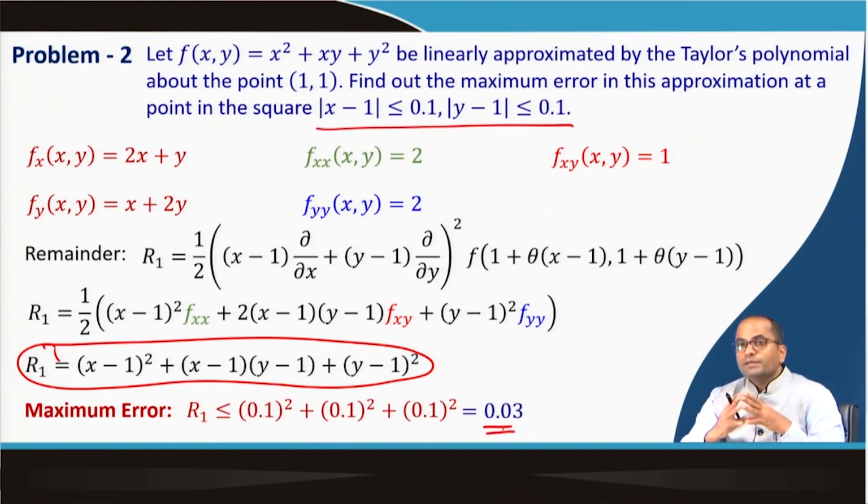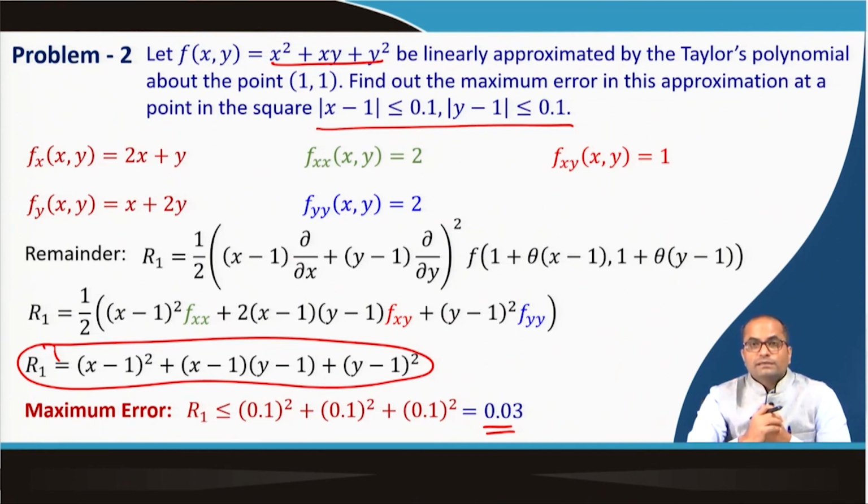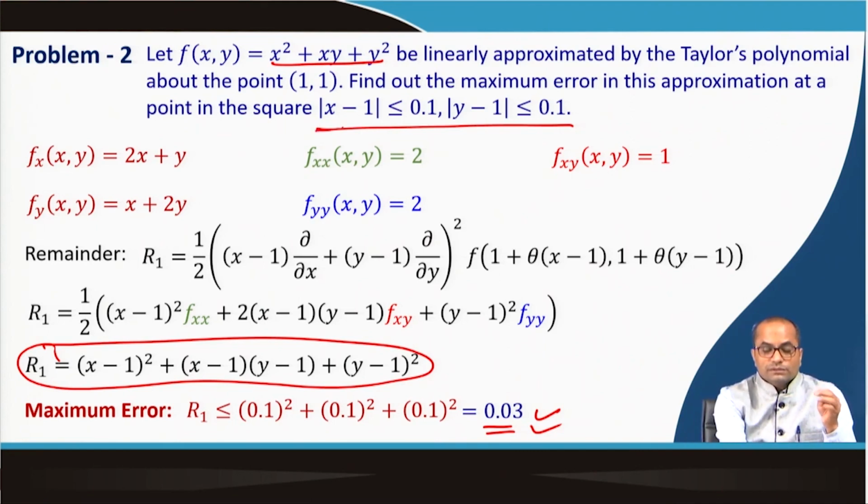So, what we conclude from here is that when we approximate this given quadratic term x square plus xy plus y square by the linear term of this Taylor's approximation, in that case the maximum error between this linear approximation and the given function can be 0.03, and we can choose this x and y from anywhere around this (1, 1) point from this square region, which is bounded by this 0.1 and 0.1.